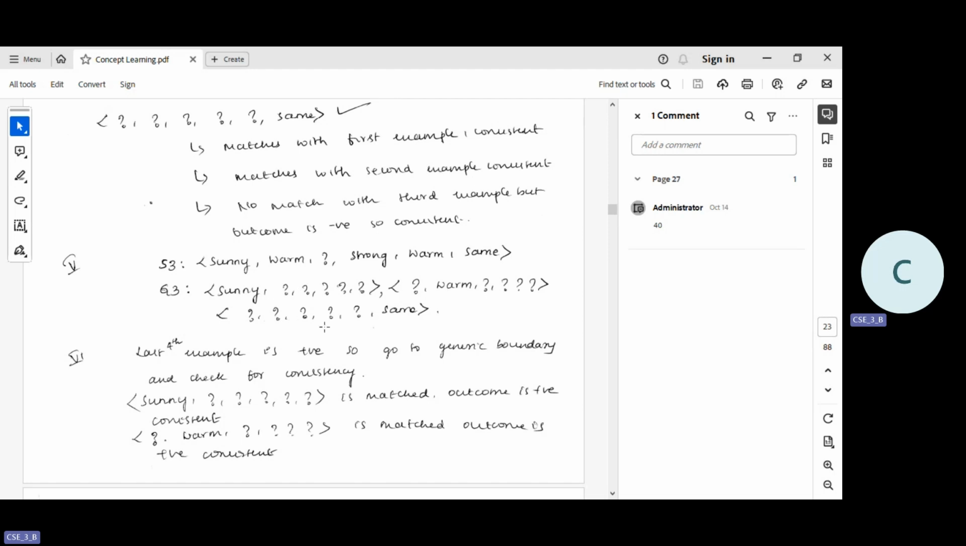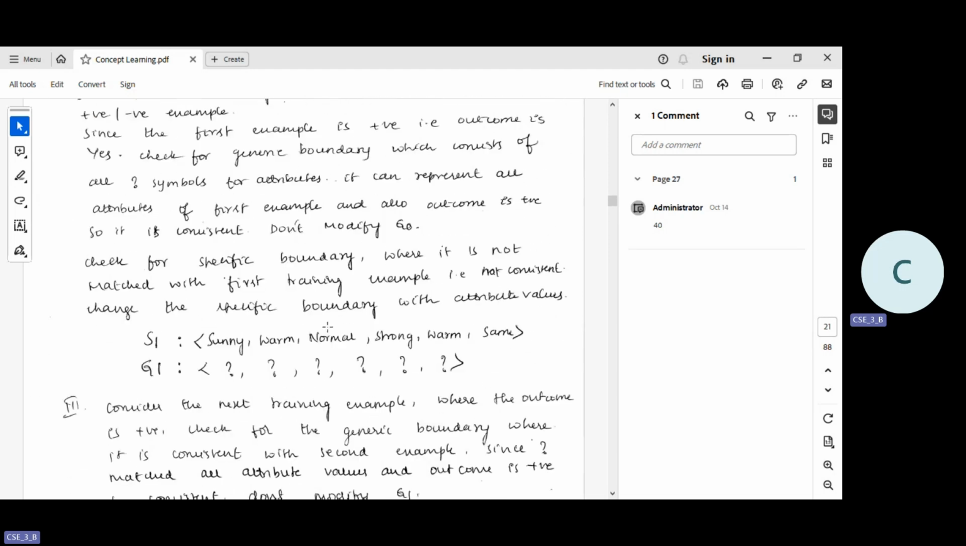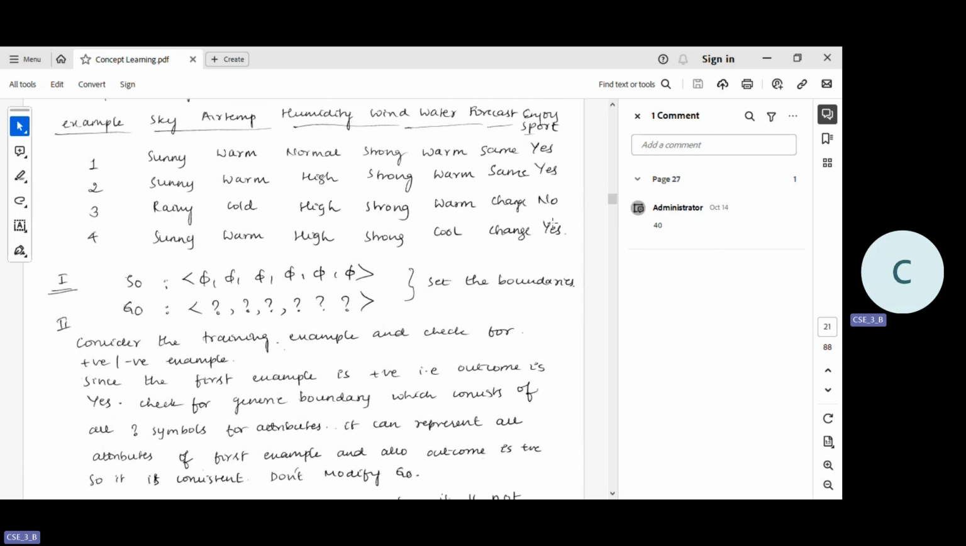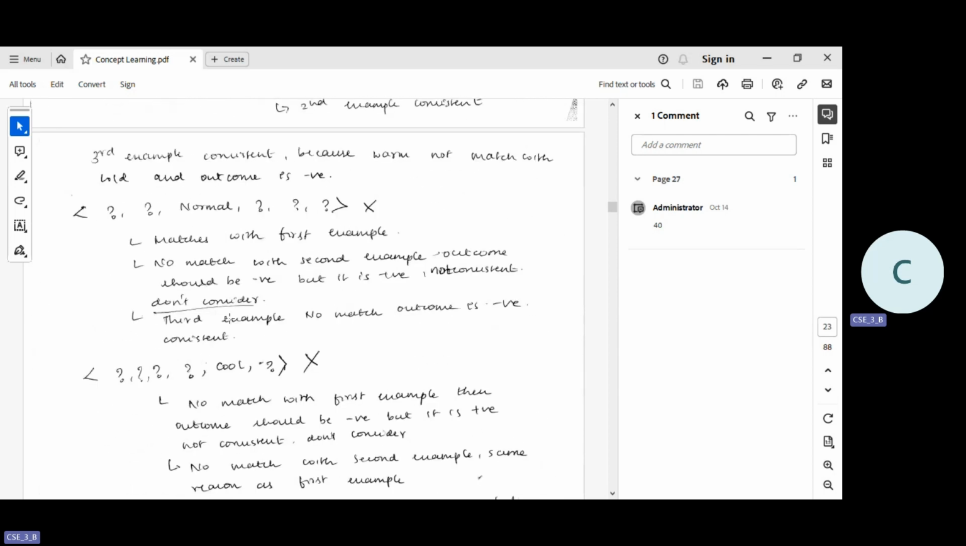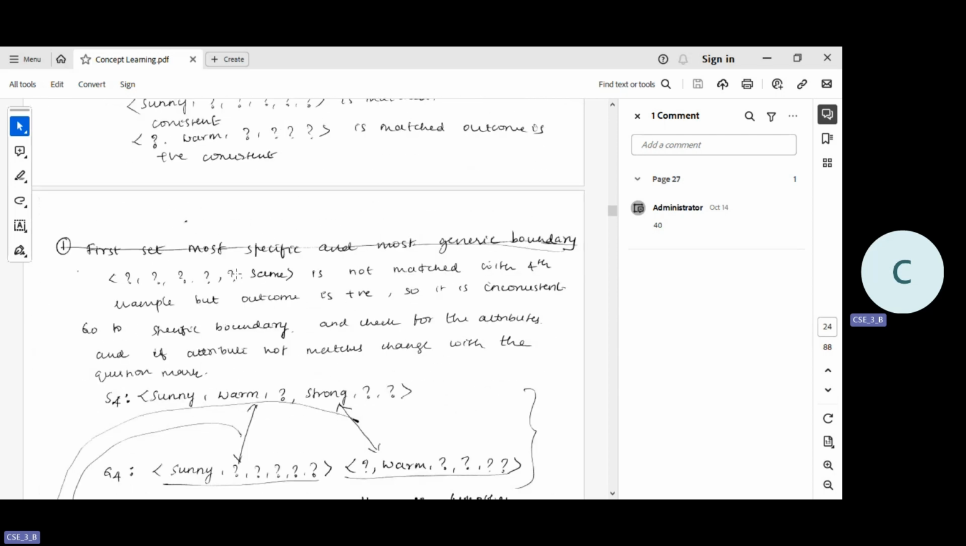Now what we are going to do next is observe the training example again, and we can see here we have encountered a positive training example. Whenever we observe a positive training example, we update the specific boundary. Also, in the generic boundary, we again filter out the hypotheses which are not consistent with the training example. So we can go to this iteration.